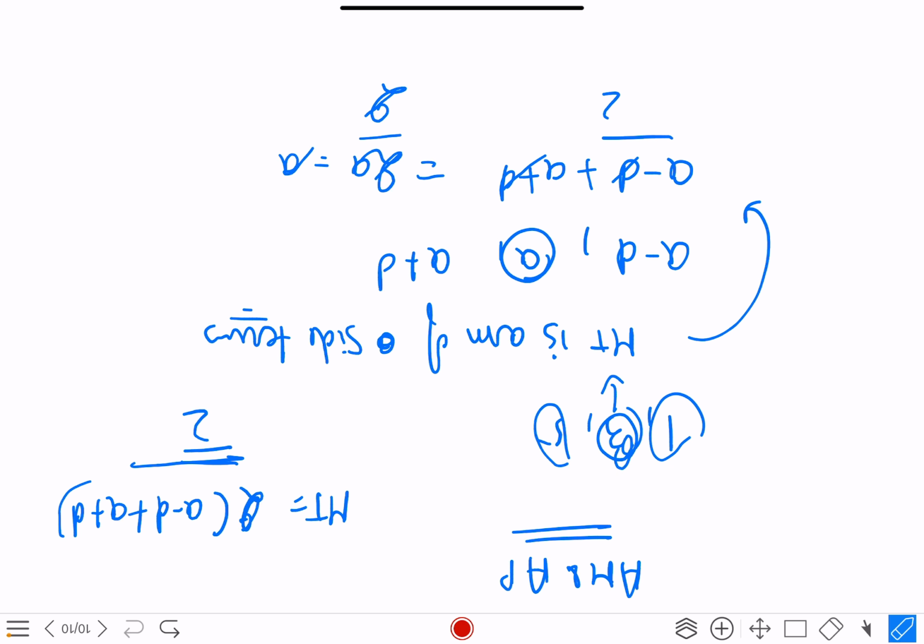Okay, so that's it from AP. In the next section, we will be doing the formulas for geometric progression, followed by the chapters I'll give you.